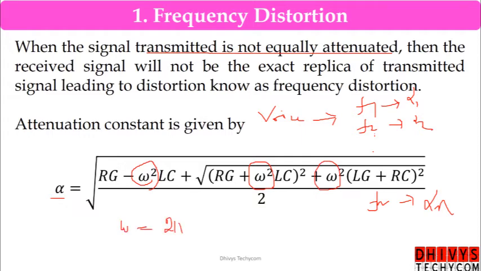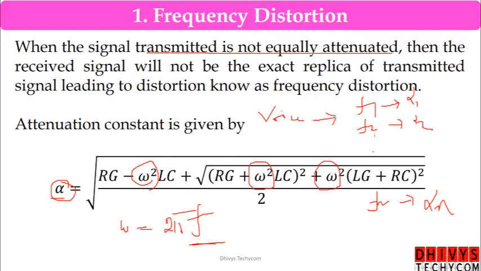So what does it mean? What we can infer from this part is that the attenuation constant depends in some way on the frequency. All the terms in alpha are somehow associated with frequency, which gives us an inference that the transmitted signal will never be equally attenuated. So you have to give major attention to reducing frequency distortion.